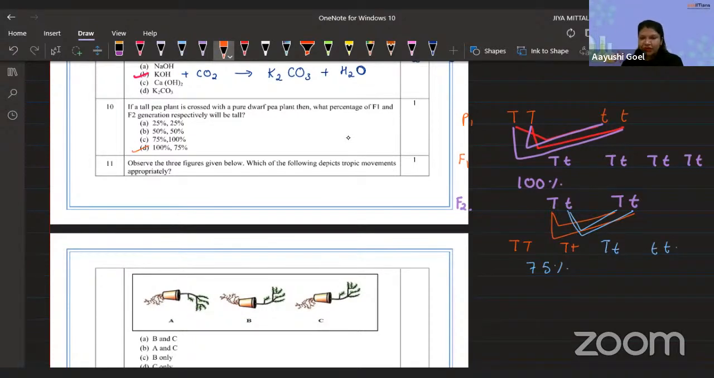That is correct, Gautam. This is how we go with the F1, F2 generation. And I hope you all know how to calculate the percentage.